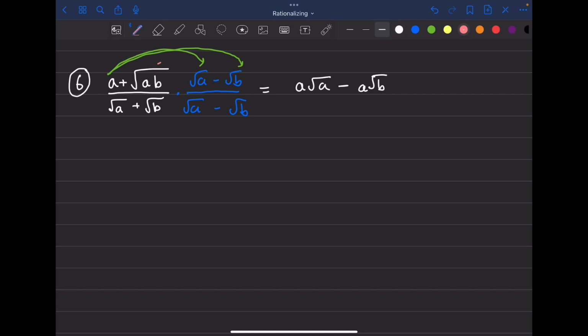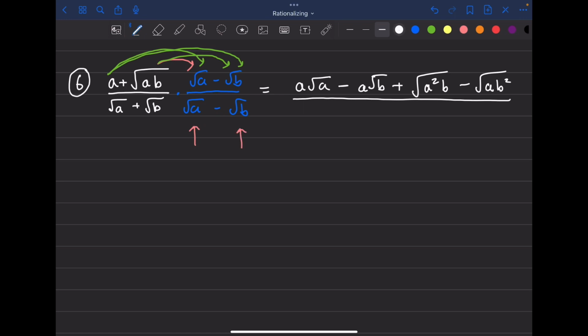Next, we have root ab times root a. This will give us plus root of a squared b. And then finally, we have root ab times root b. So this will give us root a b squared. And then all this is over this squared minus this squared. So this will give us a minus b.